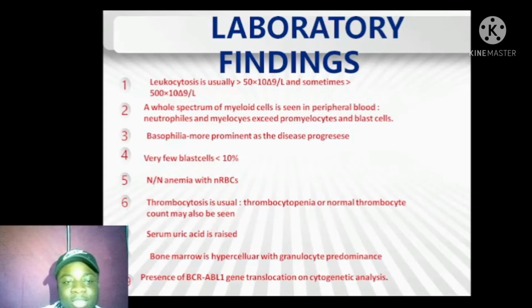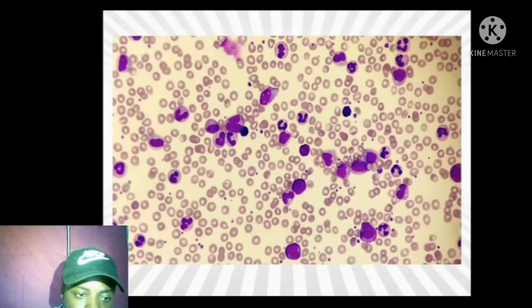So you prepare the thin smear, then you look out for some granulocytic cells, promyelocytes, and sometimes you may see some blast cells which are less than 10%. You can also estimate the level of serum uric acid. Very, very important. So this is what I'm talking about. All these are immature cells. Can you see this immature cell, the myelocyte? Very, very important. So the blast cells are few.